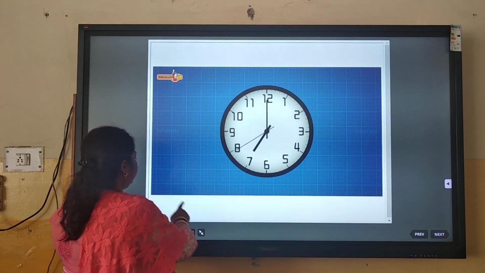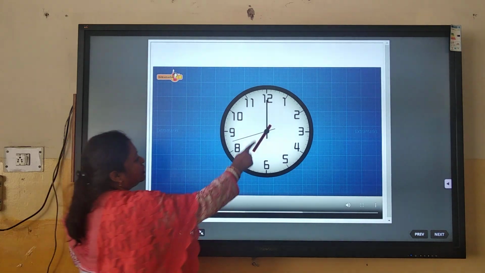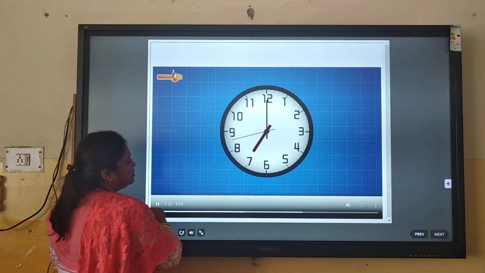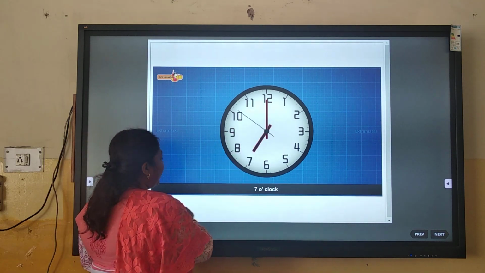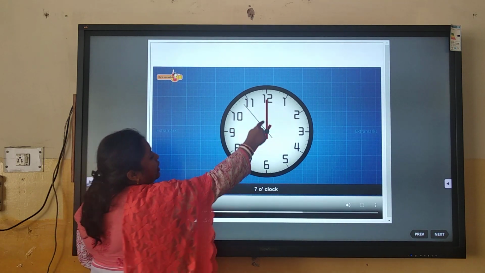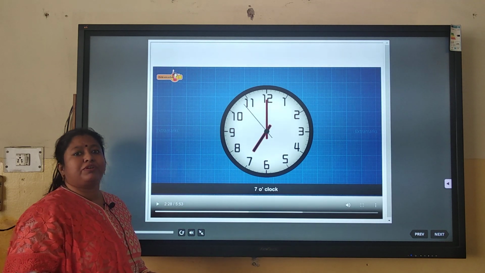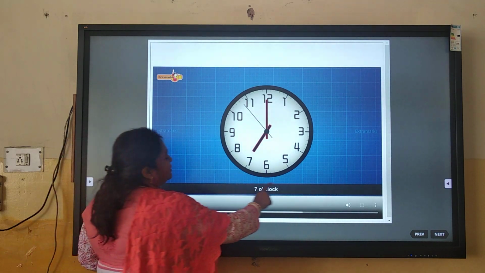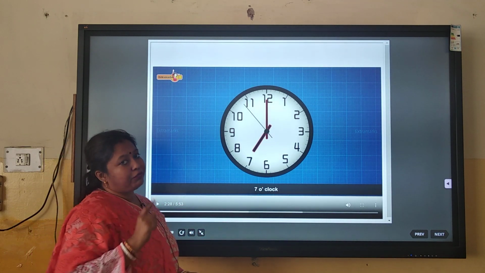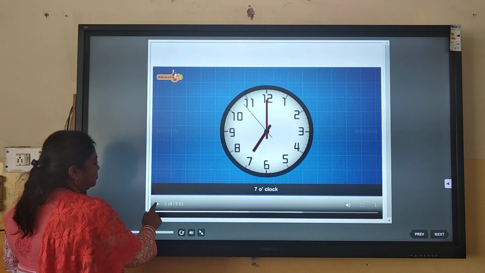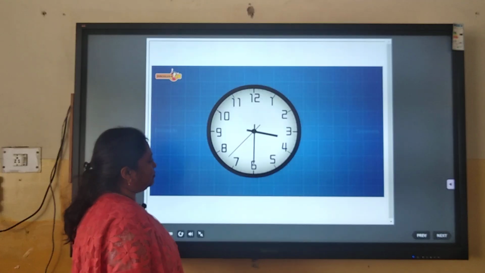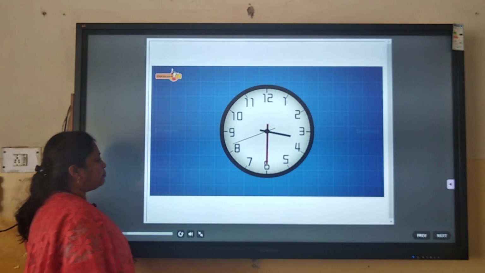Next example, you can see here that the hour hand is pointing towards 7 and the minute hand is pointing towards 12. So the time is 7 o'clock, or we can write 7:00. Okay dear children, so let's see one more example.